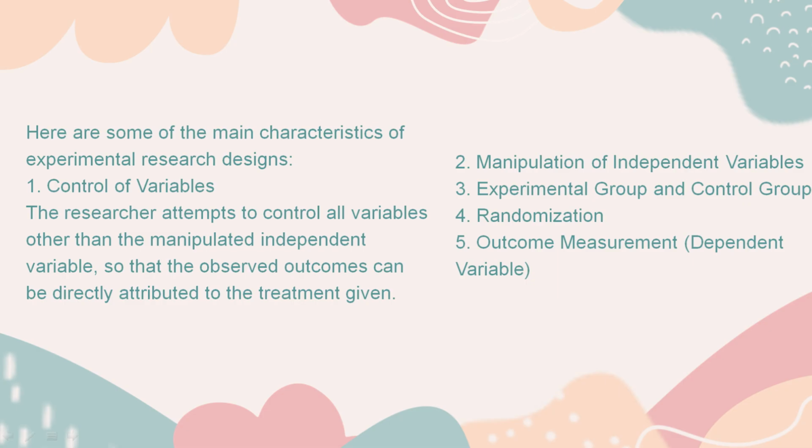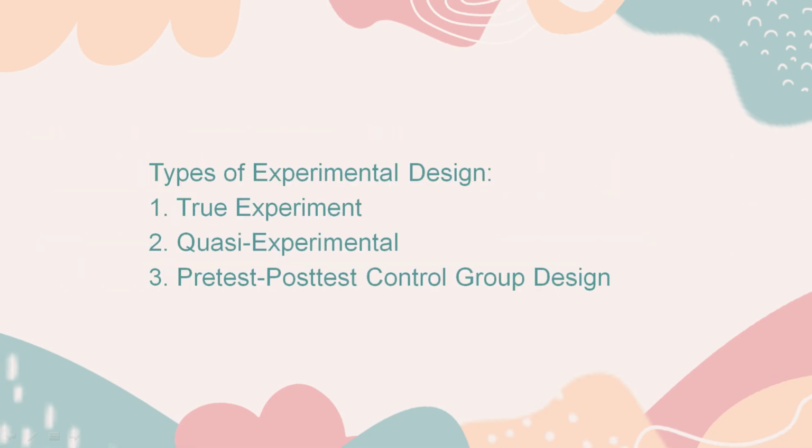The second is manipulation of the independent variable. Next is experimental group and control group. The fourth is randomization, and the last is outcome measurement of the dependent variable. Okay, on the next slide, there are three types of experimental design. The first is true experiment, the second is quasi-experimental, and the last is pre-test, post-test control group design.